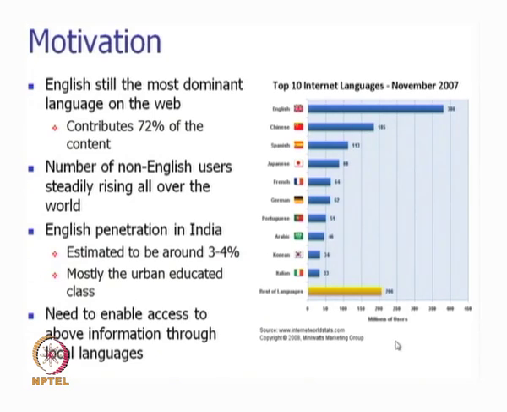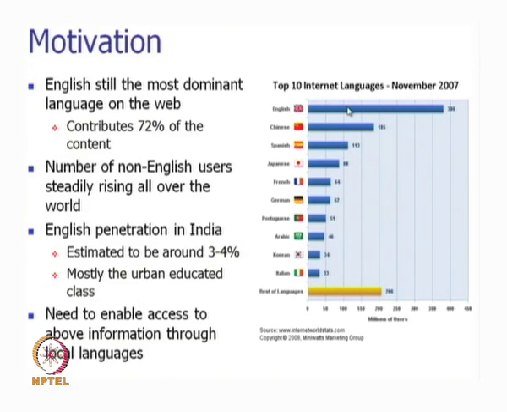So, as is shown here, millions of users. English has about 380 millions of users, followed by Chinese. They number 185, Spanish 183, Japanese 88, French 64, German 67, Portuguese 51, Arabic 46, Korean 34 and Italian 33. So, these are some top players in terms of language on the web, and we can see that Indian languages still do not figure anywhere for this internet usage.